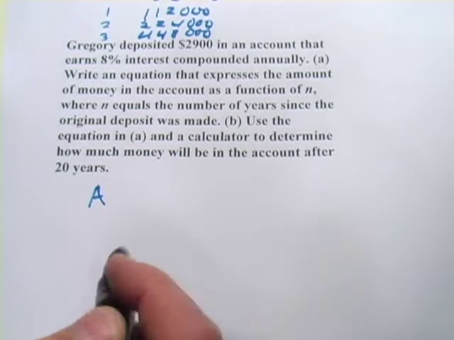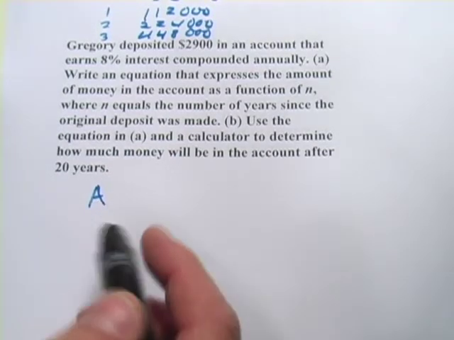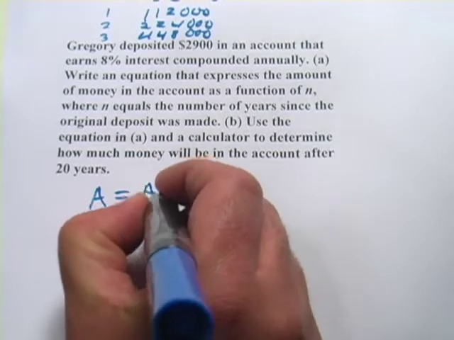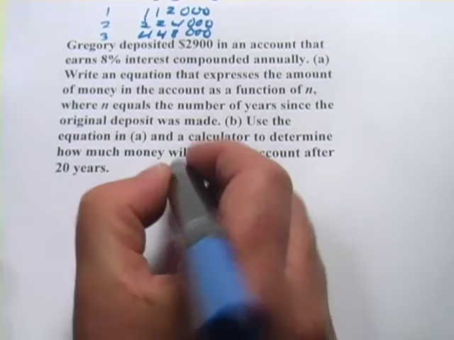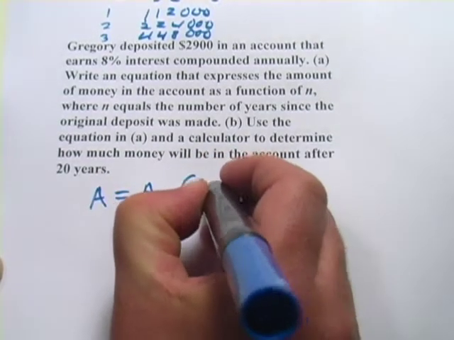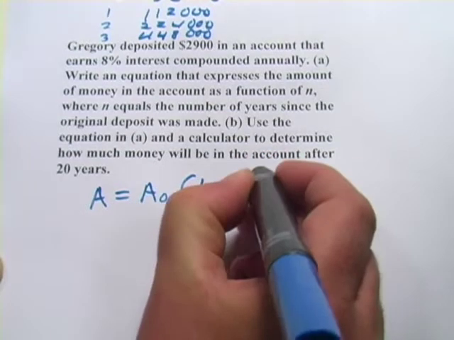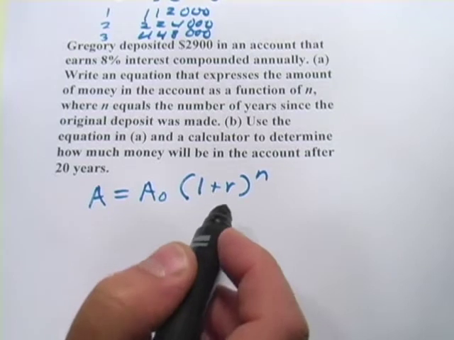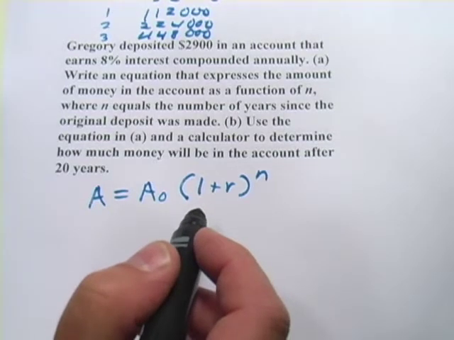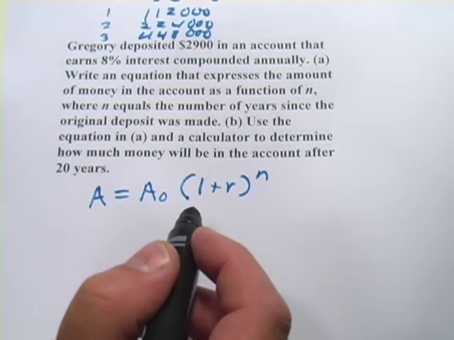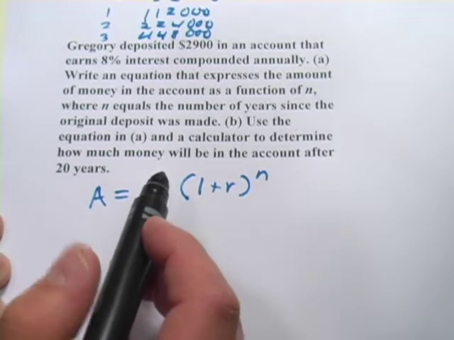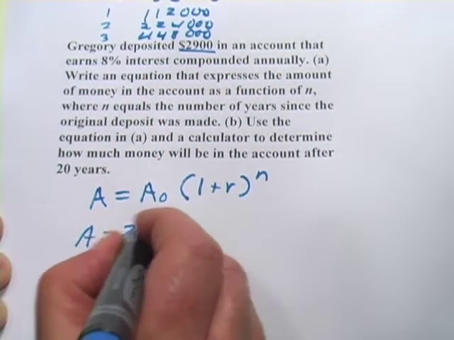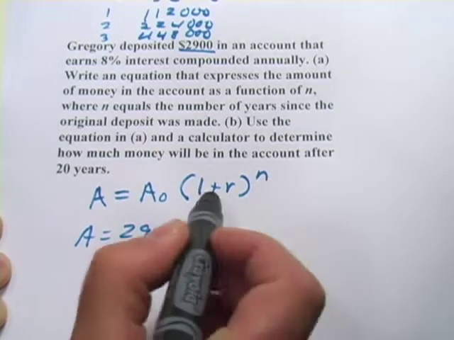So our basic equation for interest that's compounded annually is the amount is the beginning amount, which I'm going to call A sub 0, times 1 plus the rate raised to the number of years. So that's our basic formula for interest compounded annually. So let's go ahead and plug our numbers in here. We start with $2,900. So A equals 2,900 times 1 plus r.